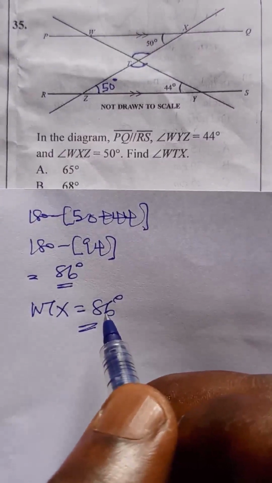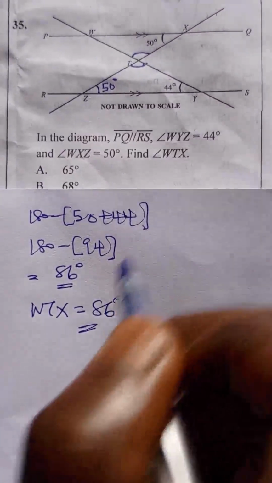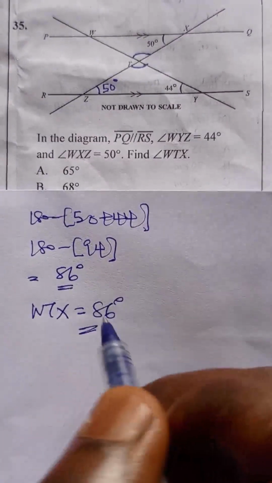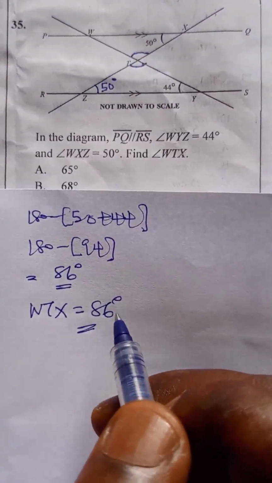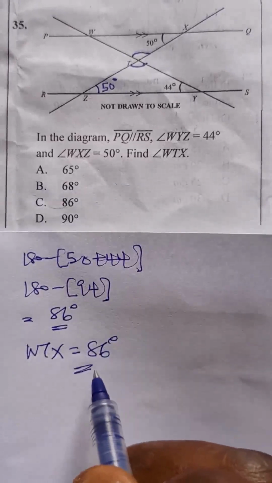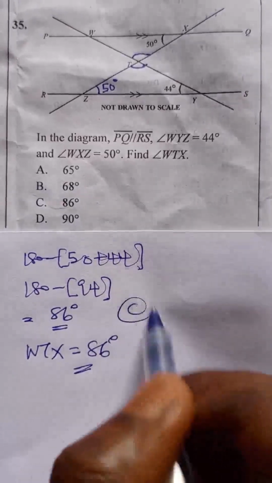Remember that if you are doing this in a theory, you have to put the reasons there, but because this is subjective, that is why we are not putting the reasons, because we don't have to waste time on this. So the final answer for question number 35 is 86 degree, which is option C.